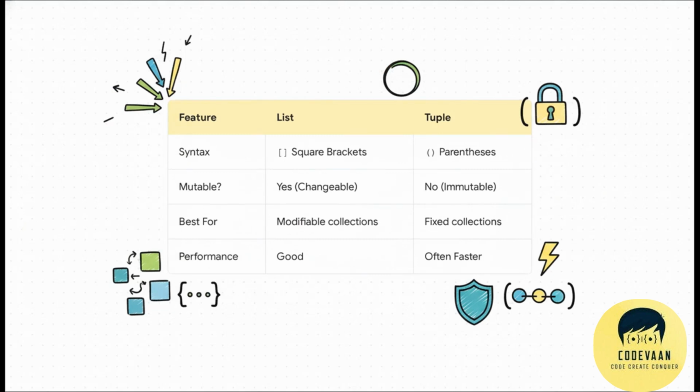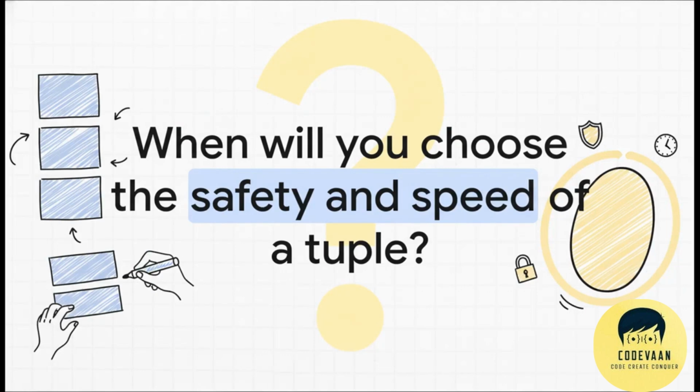You've got lists with their square brackets. They're your go-to whenever you need a collection that's going to grow, shrink, or have its items swapped out. Then you've got tuples with their parentheses. They are the perfect choice when your data is fixed, when you want to protect it, and get that potential performance boost. In the end, it all comes down to your intent. If you need your data to be dynamic and adaptable, a list is your best friend. But if that data is a constant, something that should never, ever change, then a tuple isn't just an alternative. It's often the clearer, safer, and even faster choice. So as you start your next project, think about it. Where can you use the safety and speed of a tuple to make your code even better?